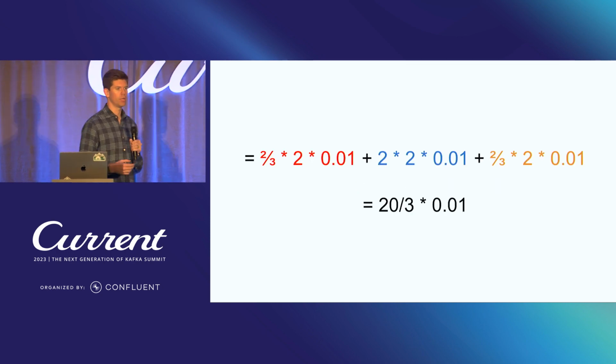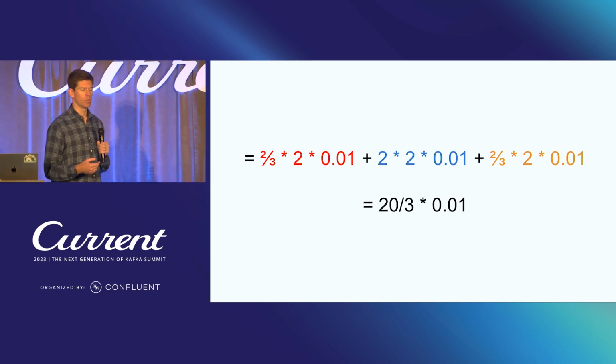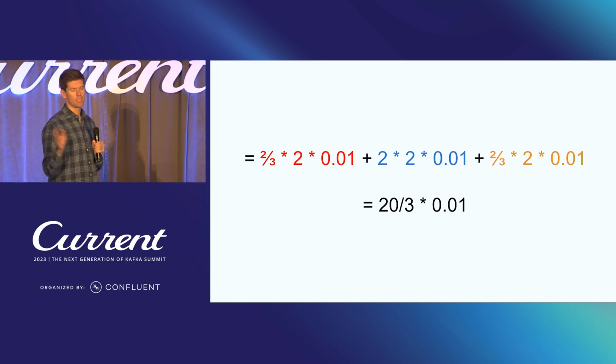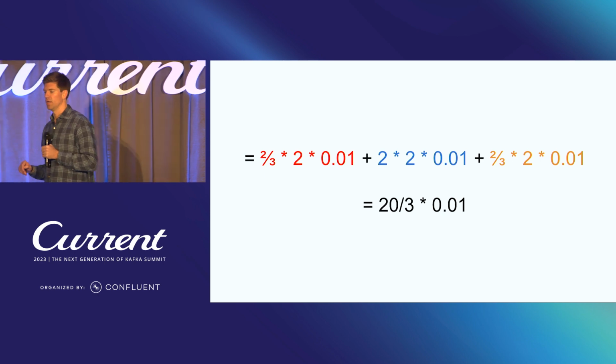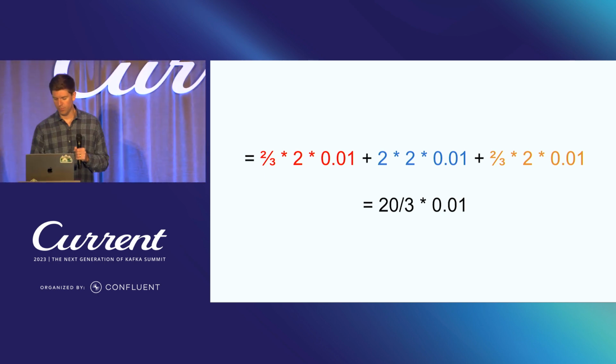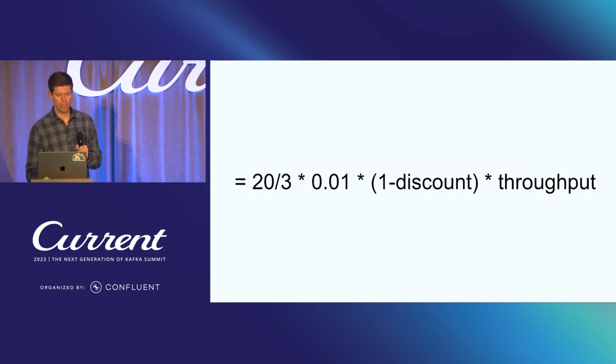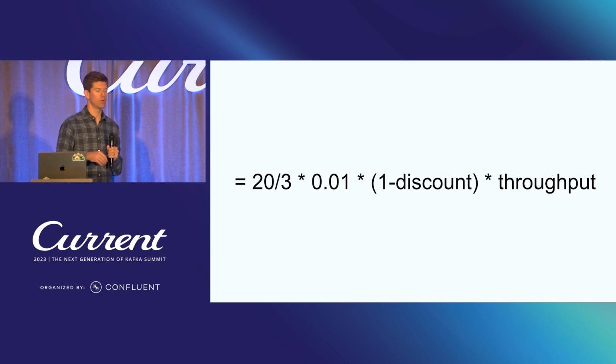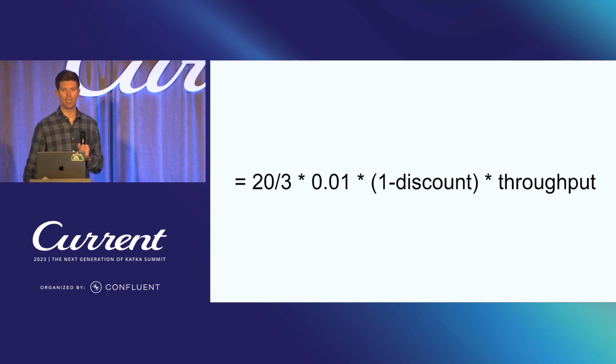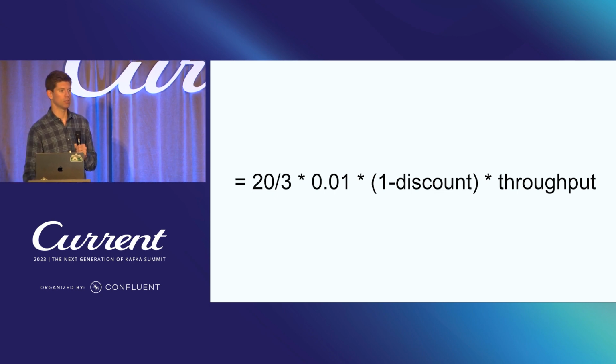You can combine these terms and do 20/3 times 1 cent. So you take some common denominators, and that's what you get. You can add discounts. So let's just say you have a discount on cross-AZ. It's pretty simple. It's 20/3 times 1 cent times 1 minus your discount times your total throughput is how you get the network costs of your cluster.